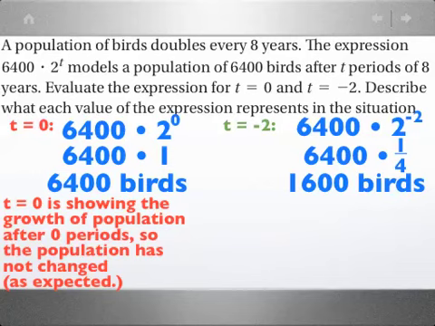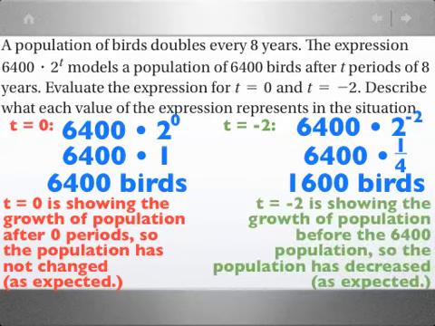Again, hopefully this is what you had expected to happen. T equals -2 is showing the growth of the population before the 6,400 population. So the population has decreased as expected, because this was before our population had grown to 6,400, so it had to be less than 6,400.